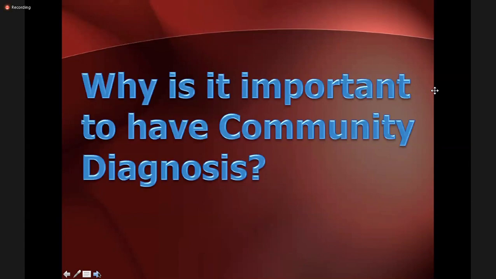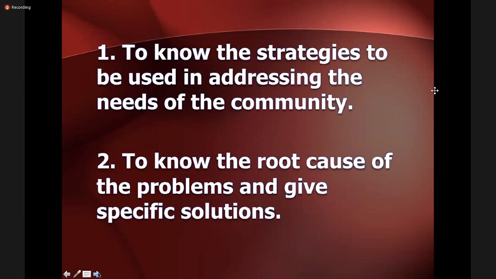So why is it important to have community diagnosis? Number one is to know the strategies to be used in addressing the needs of the community. Marami sa mga, mag-election na naman next year, no? Natutugunan ba ang mga needs ng komunidad?